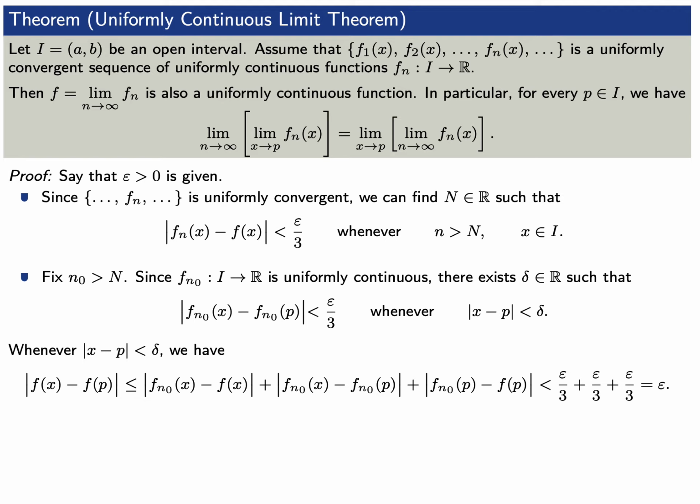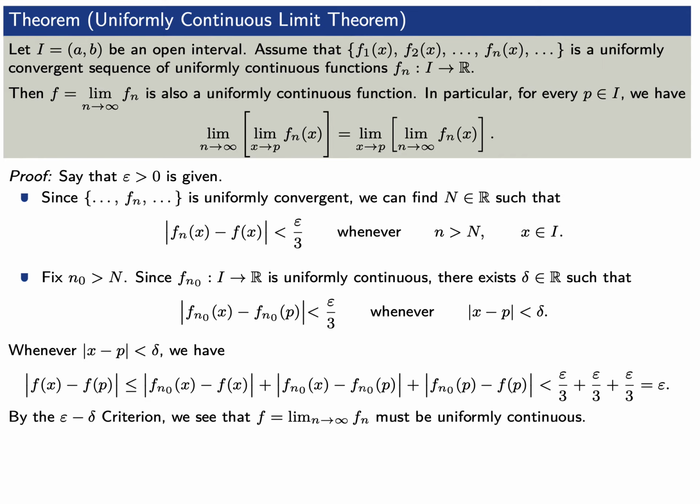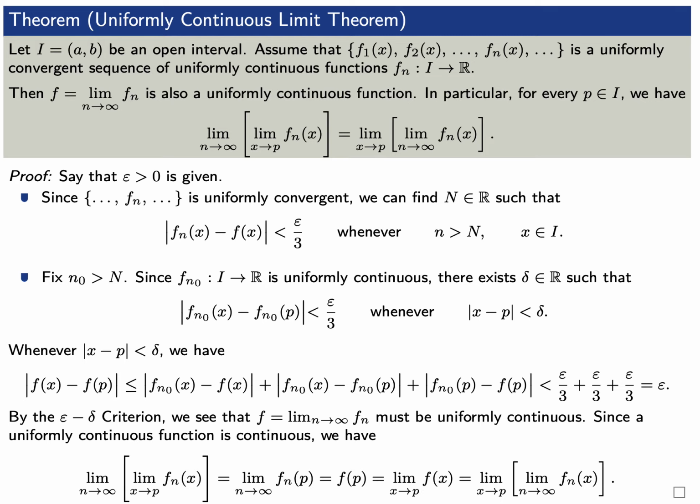Now, whenever |x − p| is less than delta, we essentially use the same argument as before to show that |f(x) − f(p)| is less than epsilon, and of course here the delta is independent of p. By the epsilon-delta criterion, we see that our limit must be a uniformly continuous function.